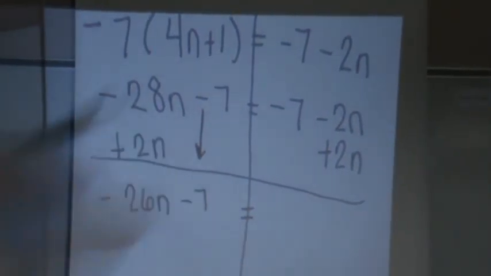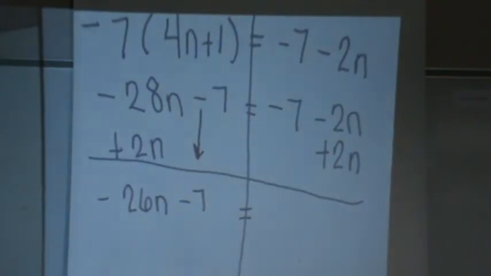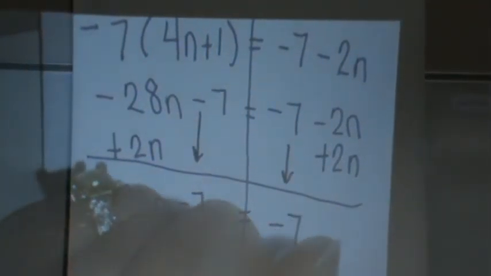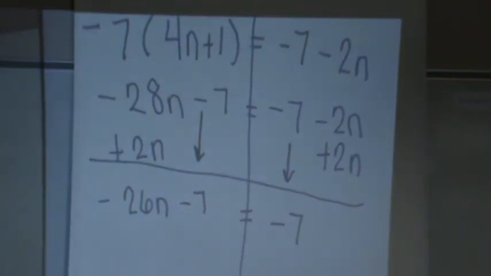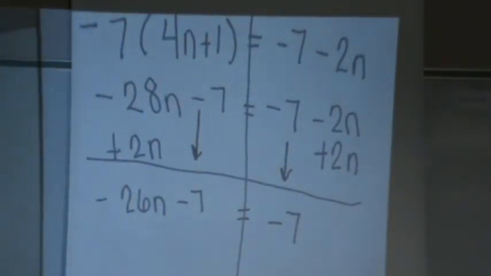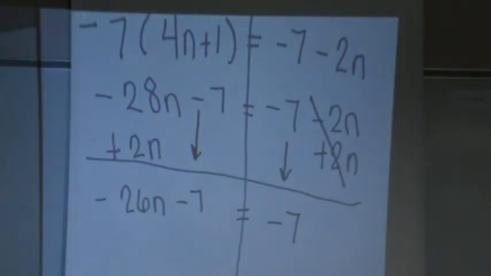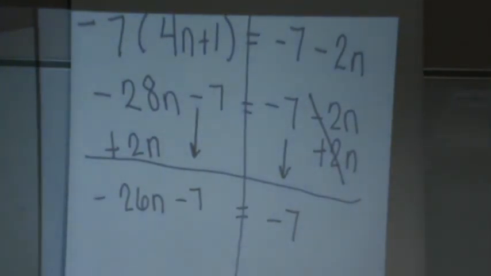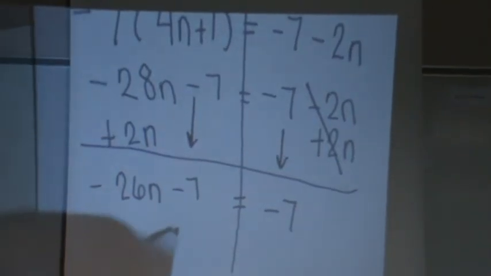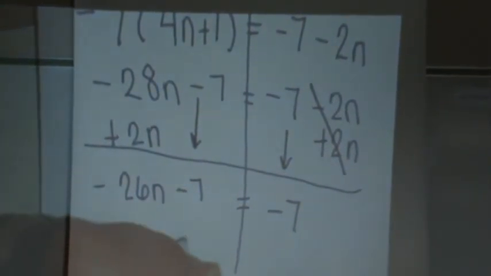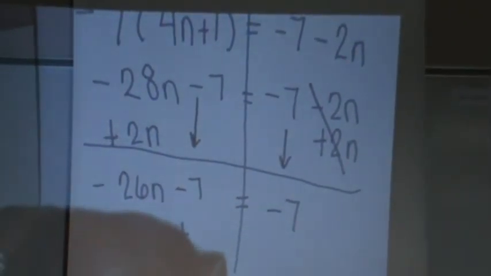Did I do anything with the minus 7? No. So that's going to come straight down. Did I do anything with this minus 7? Nope. So that's going to come straight down. And what happens with the negative 2n and the positive 2n? Gone. Good. You're already a step ahead of me. He's going to get rid of the subtraction of 7 by adding 7.